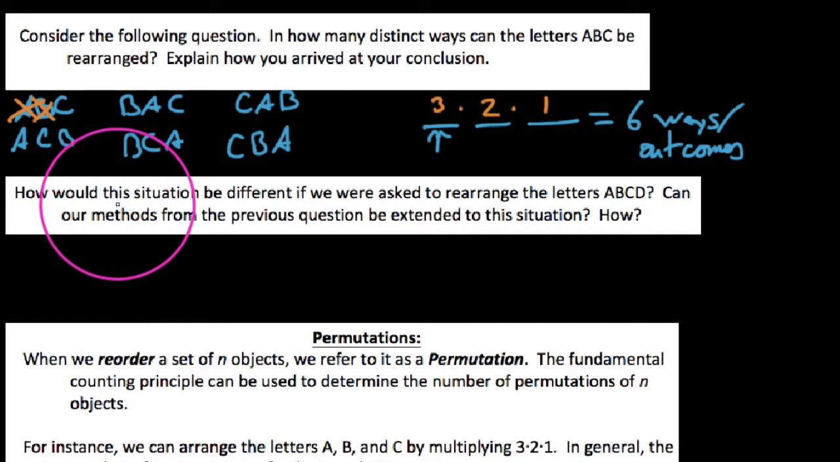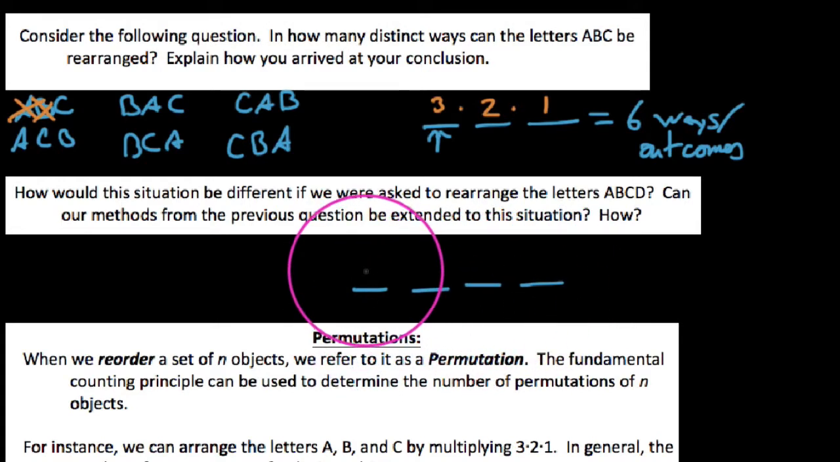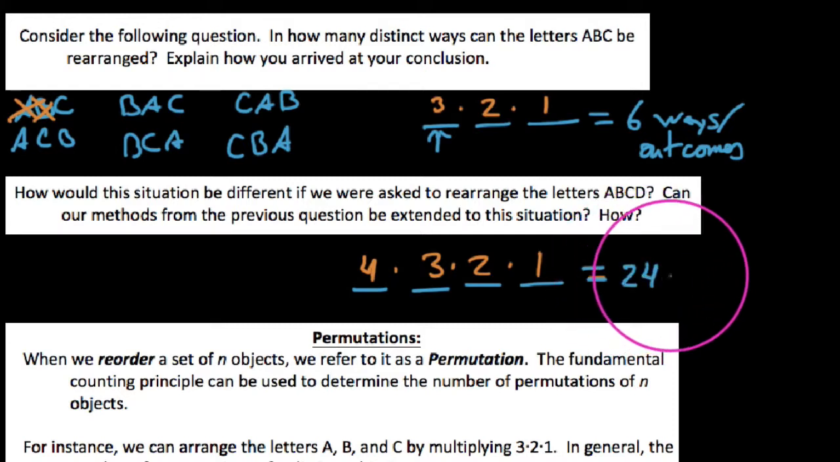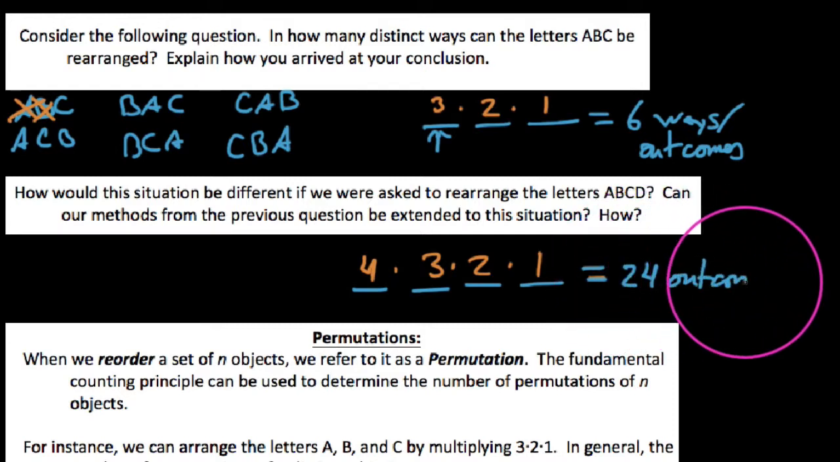So what I want to know is how this situation would be different if we were asked to rearrange the letters A, B, C, and D, and how we could use our methods from the previous question to extend the situation. Now we have 4 different letters, so I've got 4 ways to choose a letter for the first spot, but then only 3 left for the next spot, 2 left for this spot, and 1 left for this spot. This pattern, 4 times 3 times 2 times 1, has a name, okay, and there are 24 different outcomes here.